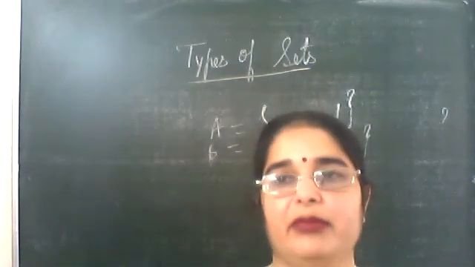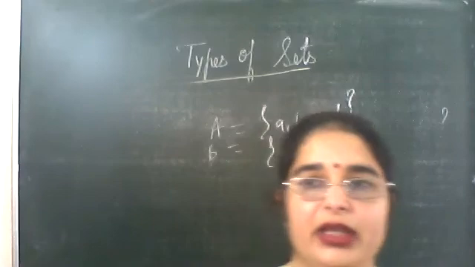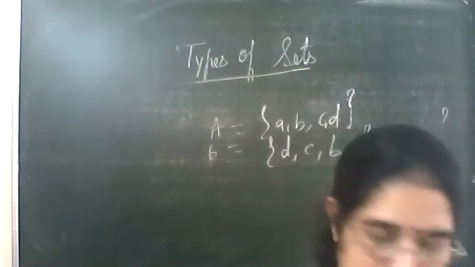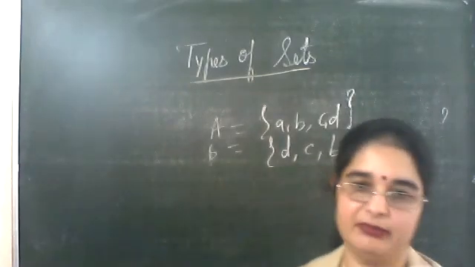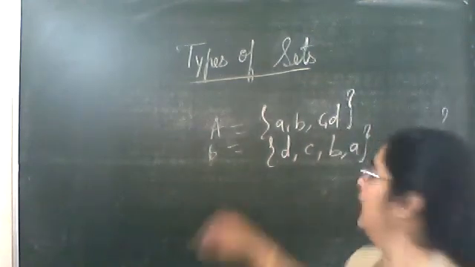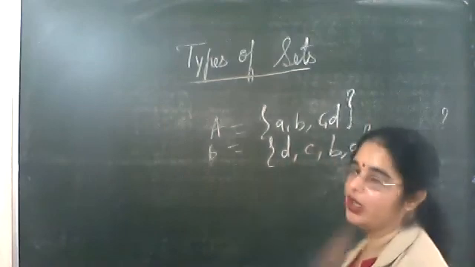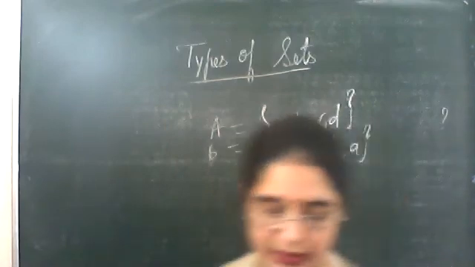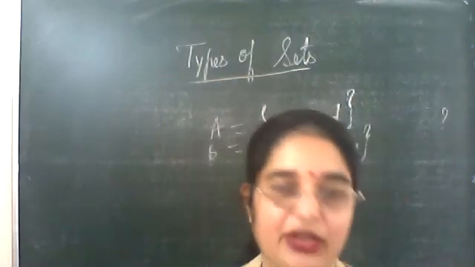Why they are the same? Because they have the same element. The number of elements are the same, and the elements are the same. Only the order has been changed. Clear? Then second one.